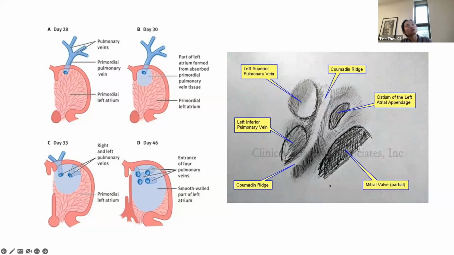And this is a very nice drawing, I thought. You have the vein here, you have the left atrial appendage, and it's just like a thick structure here, hence why it's so dense on echo.